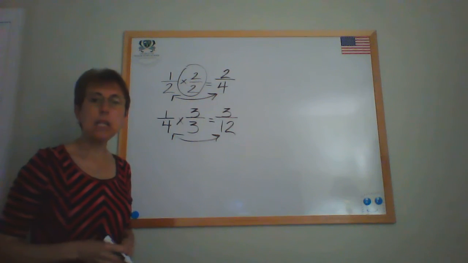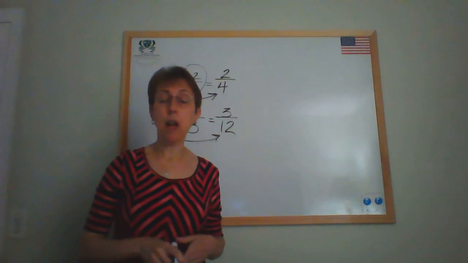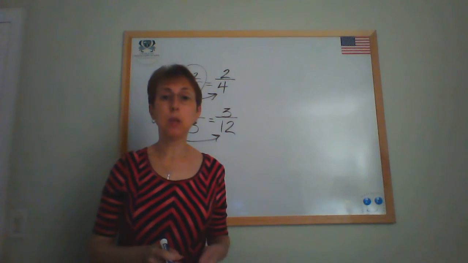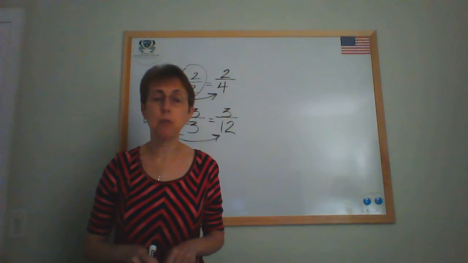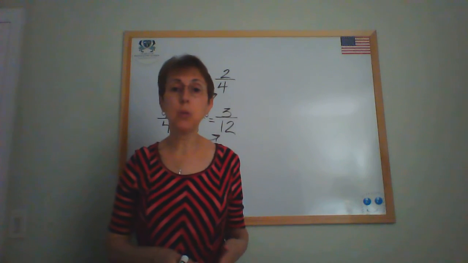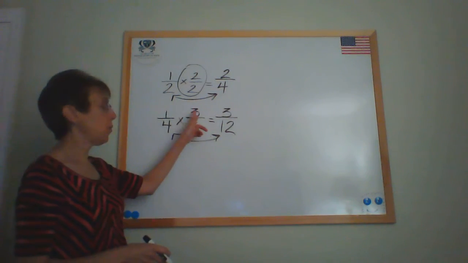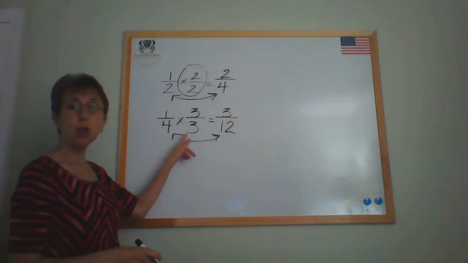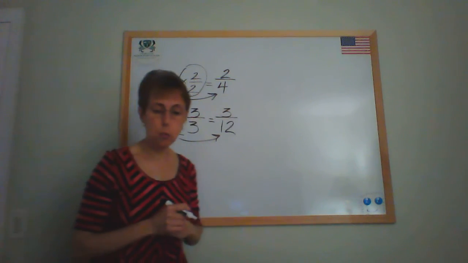So very easy to write an equivalent fraction. All you need to do is to multiply the fraction by a fraction name for 1. Again, doesn't matter what fraction name for 1 you use. The idea is that whatever you're multiplying the numerator by, you're multiplying the denominator by as well.